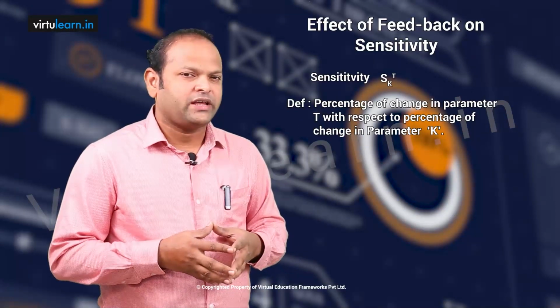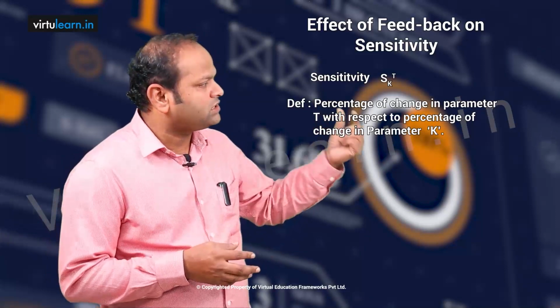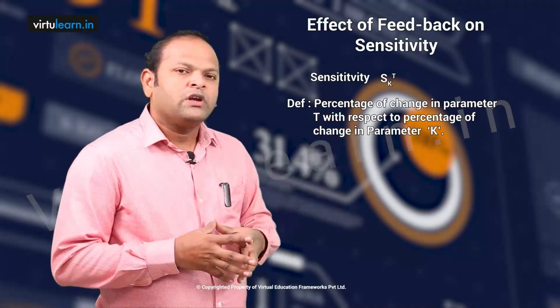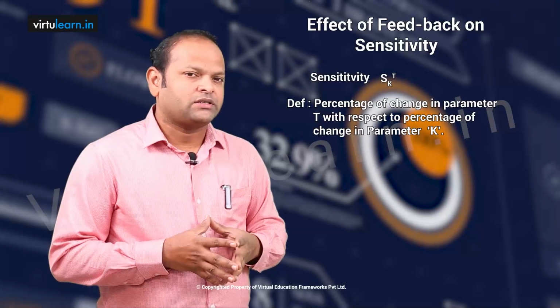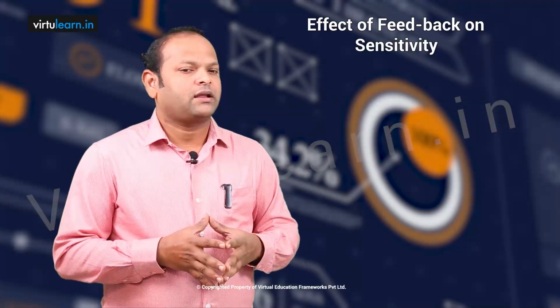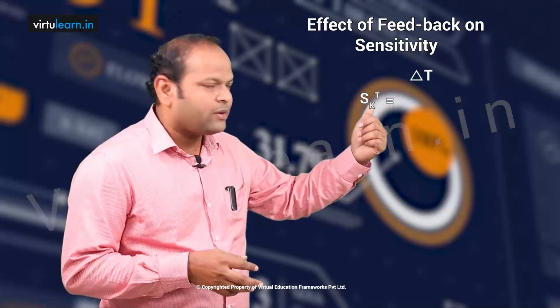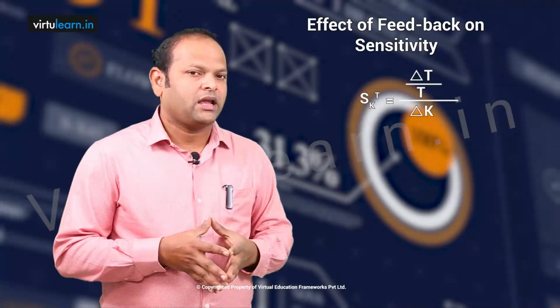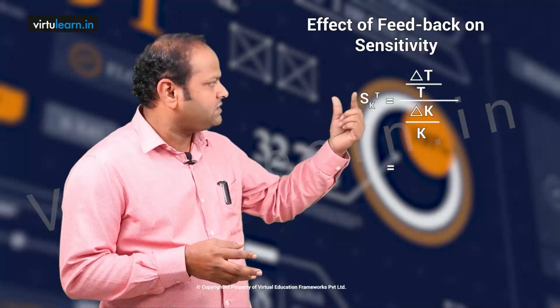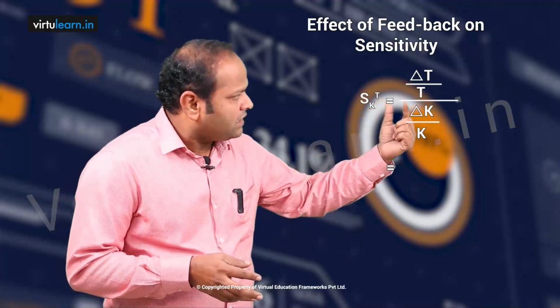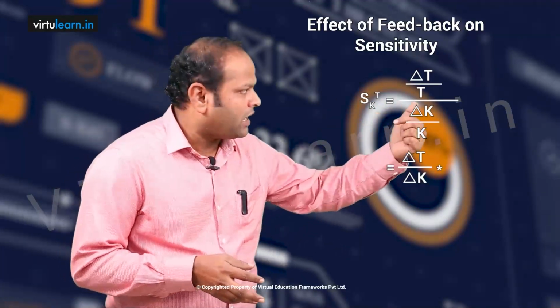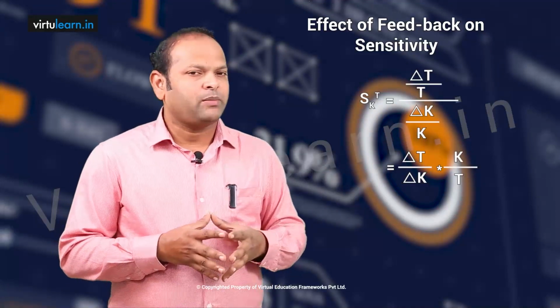What is the sensitivity? The sensitivity due to this K on T is, what will be the change in parameter T due to the change in parameter K? Then we can define mathematically S_T^K as (delta T by T) over (delta K by K), or we can write S_T^K as delta T by delta K into K by T. The K can be anything.